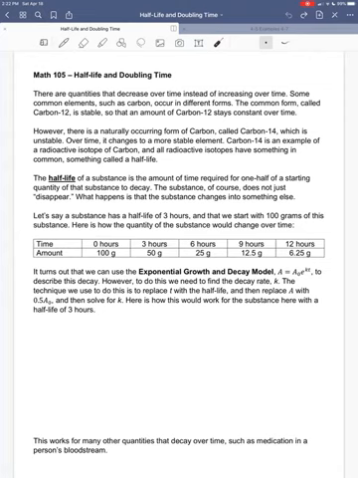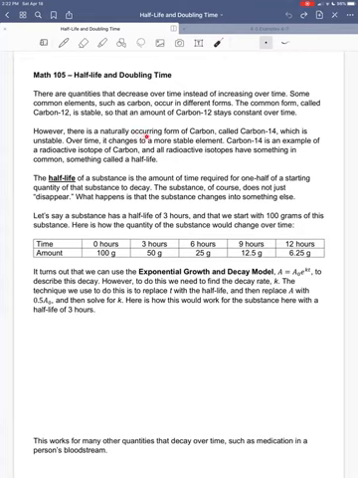Some common elements, such as carbon, occur in different forms in the natural environment. The most common form is called carbon-12, and that's stable. What that means is if you have an amount of carbon-12, it stays constant over time. If you have 100 grams of it, you always will have 100 grams of carbon-12.